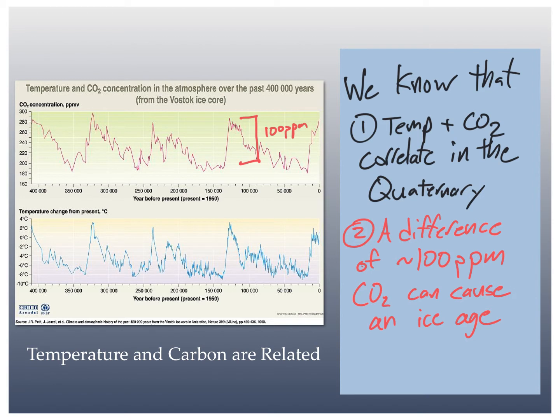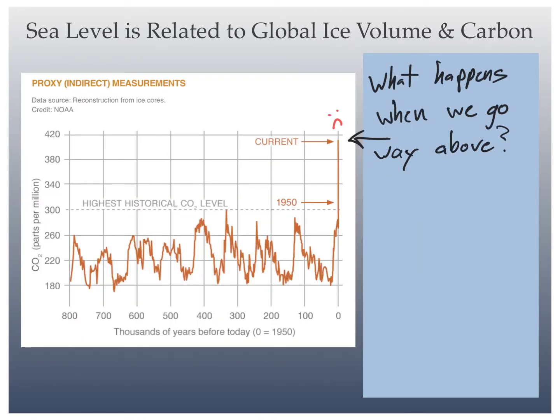And if we look at just a difference of 100 parts per million in CO2, that can cause an ice age. So this is the difference between being ice-free in North America, for the most part anyways, and continental-sized glaciers, Saco being under 2 miles of ice. So just 100 parts per million. Now we have to ask the question, what happens when we go way above?